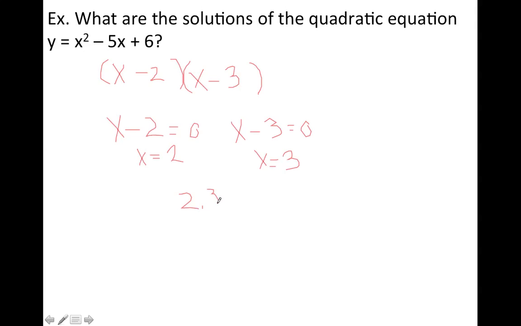Now, what do we notice about the numbers 2 and 3 compared to what is inside our parentheses? If you do not want to show all of this work here, all you have to do is take the opposite sign. So a negative 2 becomes positive 2, and a negative 3 becomes positive 3.